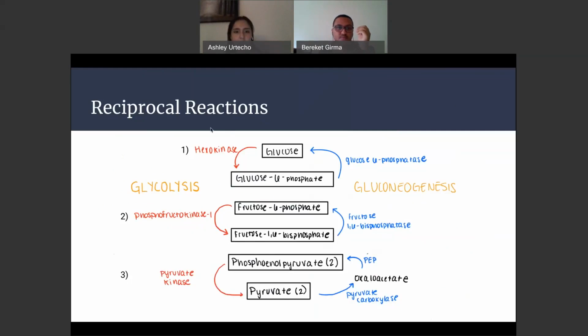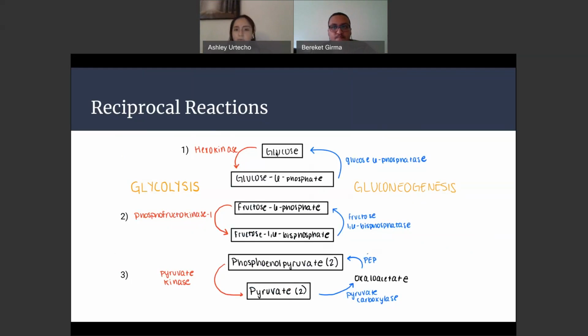So the first one here is hexokinase. It's just going to be neutral, right? Because if you go one way and the other way, it's just going to cancel out, and you're not going to have anything. So it either goes up or down. Okay, so the first one is hexokinase.